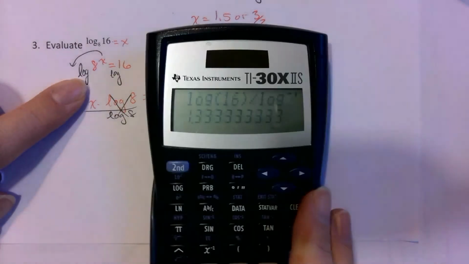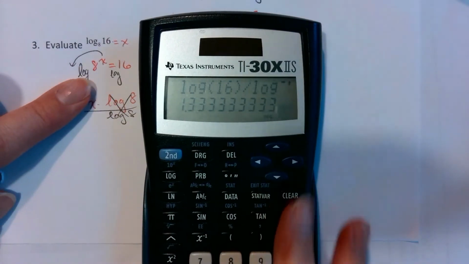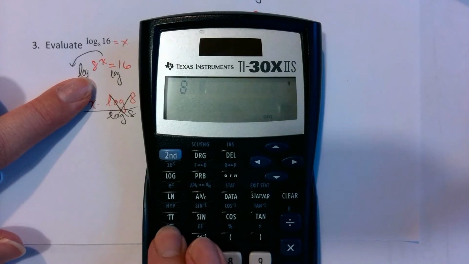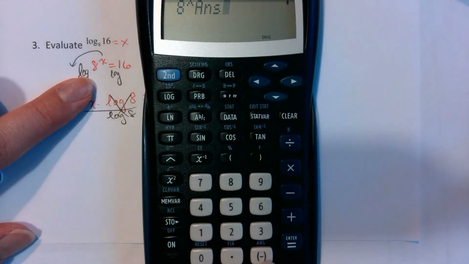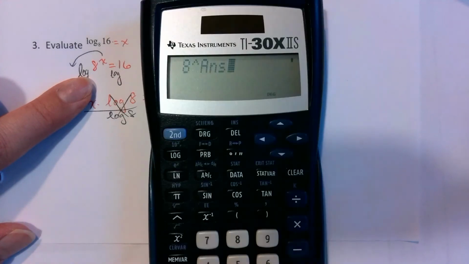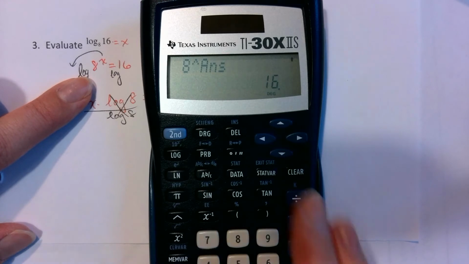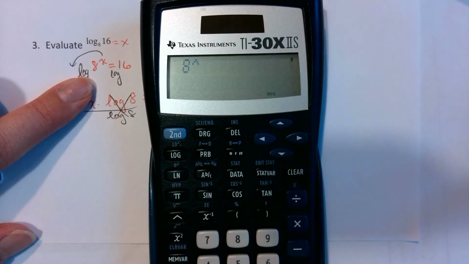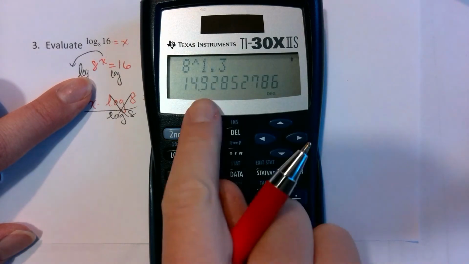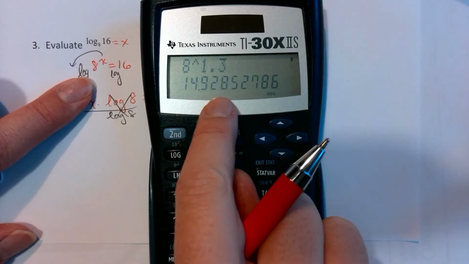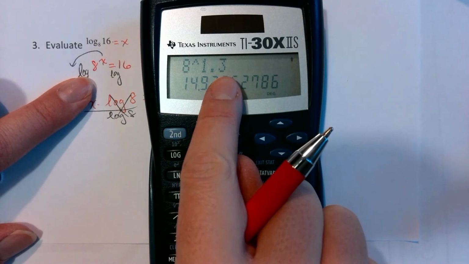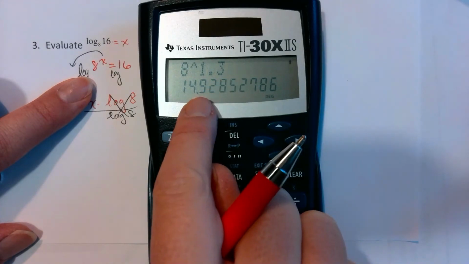How do I check it again? I'm going to come back. I'm going to take 8. Now if I go to the power of my answer, I'm using that option where I hit second and my answer key there, I'm going to get 16 because my calculator hasn't rounded it, it held that answer. If I put in 8 to the power of 1.3, I get really close to 16, but not that close. Okay, 1.3 is actually a pretty far stretch from 1.3 repeating, so I only get to 14.9 instead of 16.